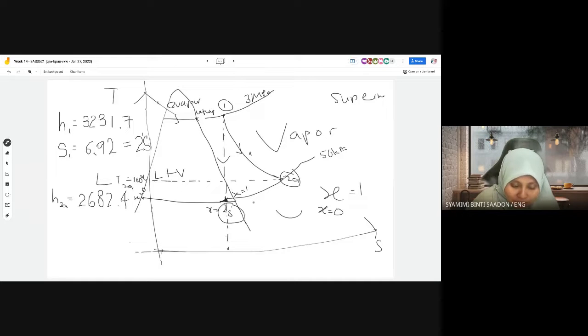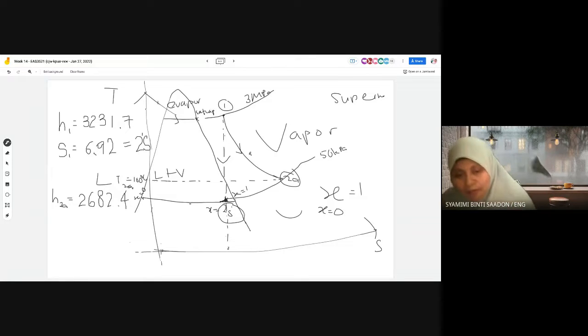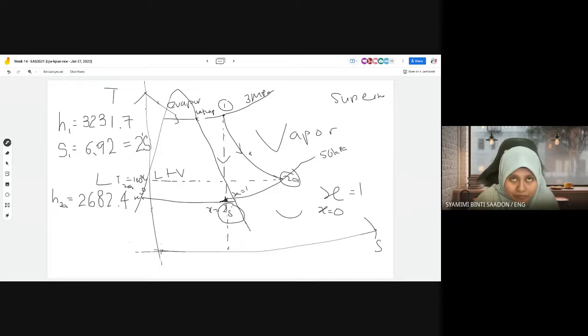Here we can use the values of entropy of point 2S. Since we know the entropy S1 and S1 is equal to S2S, we use the value of the entropy to get the quality. So this is a bit of mathematics. This is S2S. This point will be SF, and this will be SG, the entropy where the fluid is totally vapor, and this is the entropy where the fluid is totally liquid. This is a horizontal straight line sebenarnya.